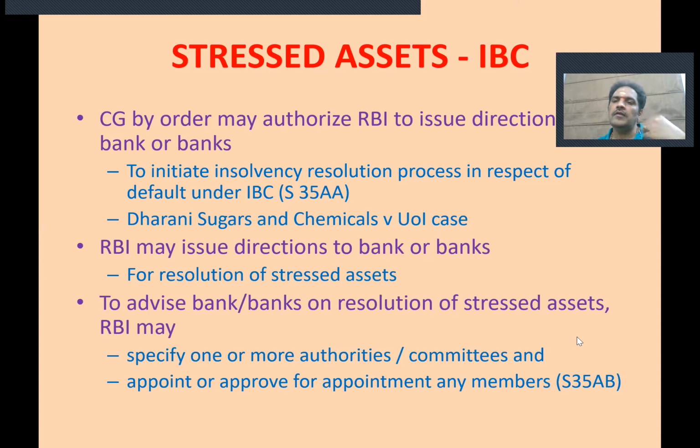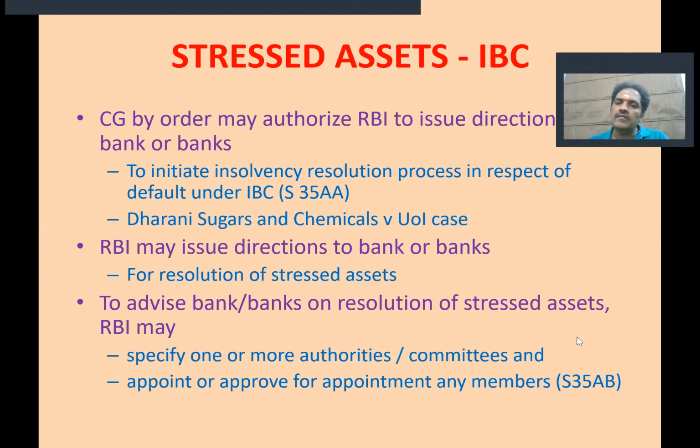So when central government gave a blanket authorization to Reserve Bank, and Reserve Bank issued a circular saying that we will do this, and from this on February 12th of 2018 or 19, they issued this circular saying that this will be the mechanism that we will adopt, and this went to Supreme Court. And in Dharani Sugars and Chemicals versus Union of India, the Supreme Court held that the power that is there under this section is central government is not a blanket power that can be handed over to Reserve Bank of India, and RBI cannot.